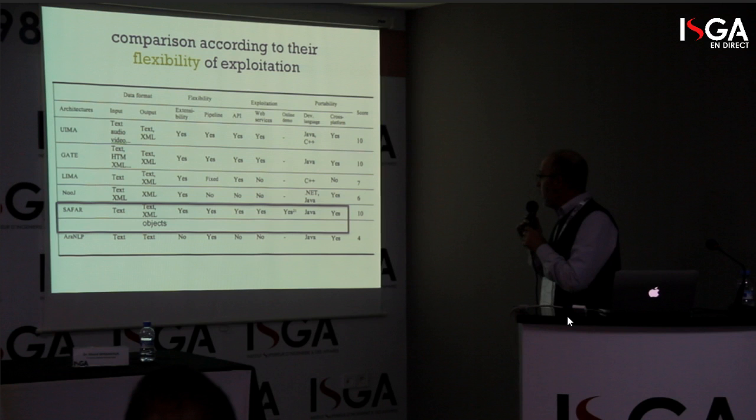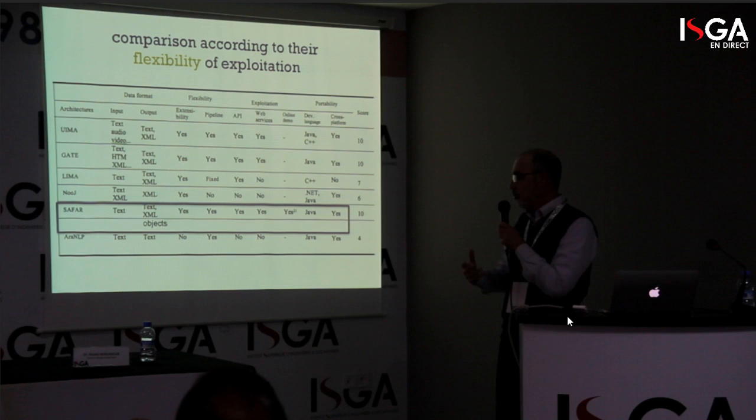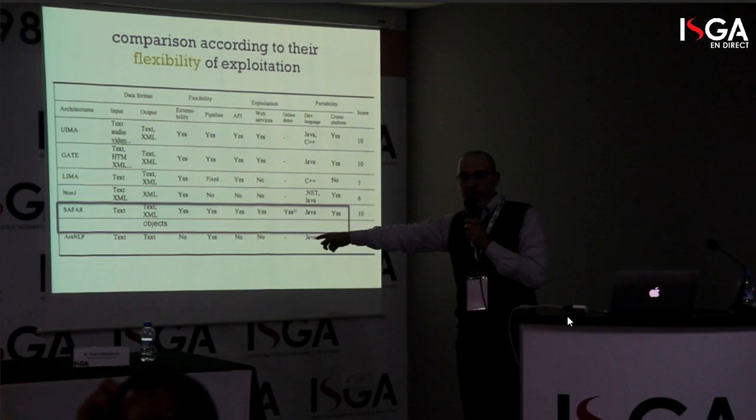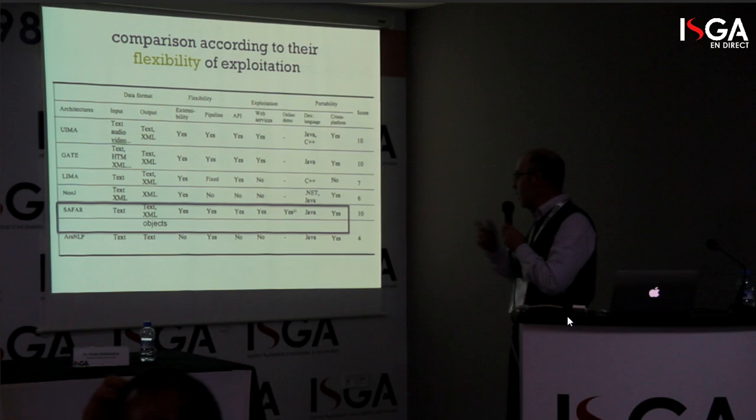In terms of flexibility, if you want to offer flexibility for people using the framework, you need to have the input and output in different formats, not only in text, but also in XML files, and, very important, in terms of objects. Instead of always having to go outside to your hard drive and read your files, it is important to have the objects available so you can define your own pipeline.